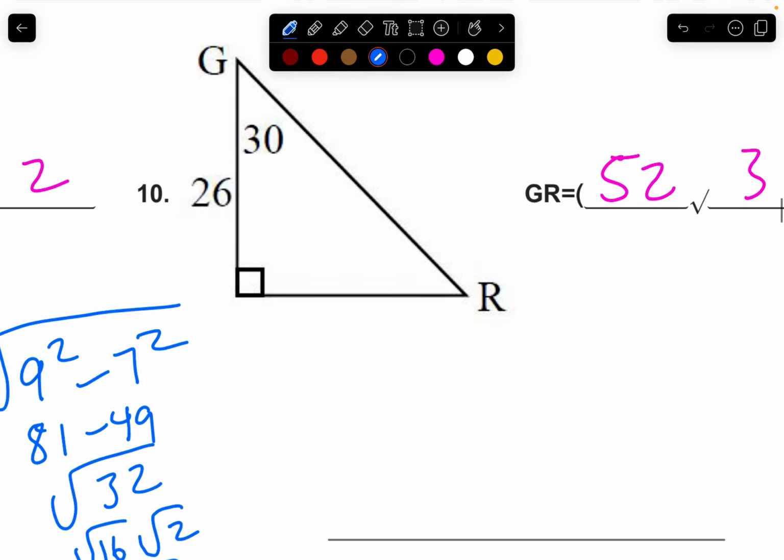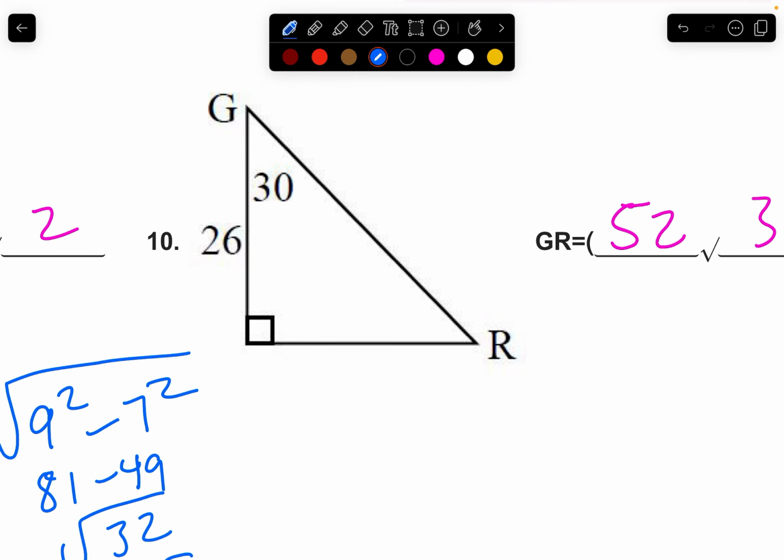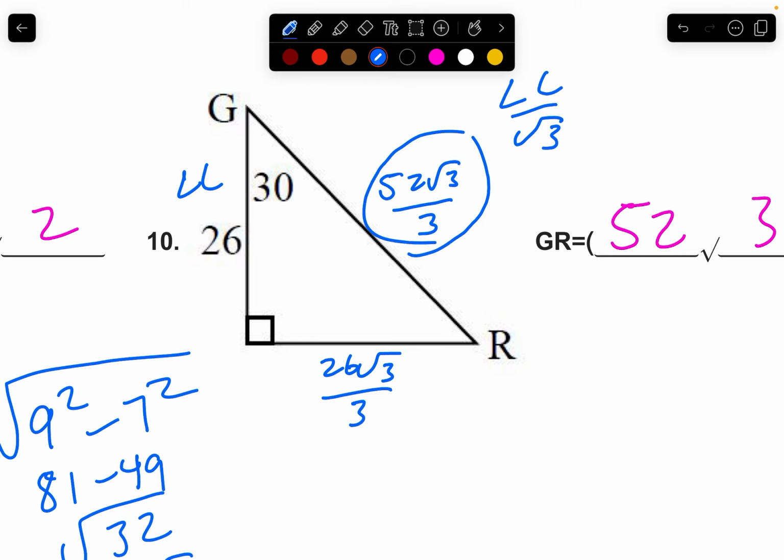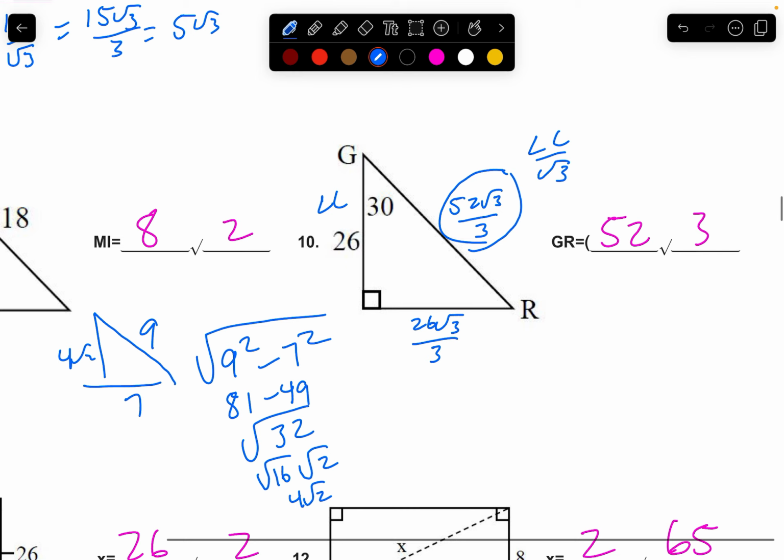All right, 30, 60, 90 rules. I'm going to go a lot faster through these now. I've showed you the slow way, but I want you doing these mostly in your head. This is the long leg, and it is the long leg divided by root 3. That's going to be 26 root 3 over 3. And then what do you do to the short leg to get the hypotenuse is you double it. That's going to be 52 root 3 over 3, and that's what they're looking for. So we divided by root 3 and multiplied by 2.